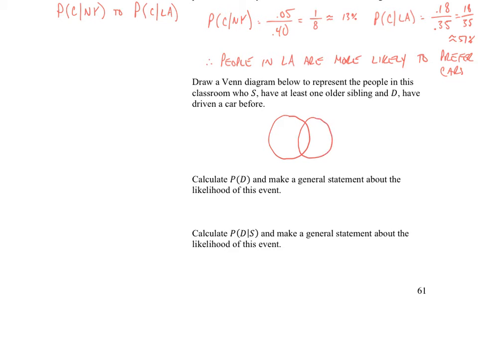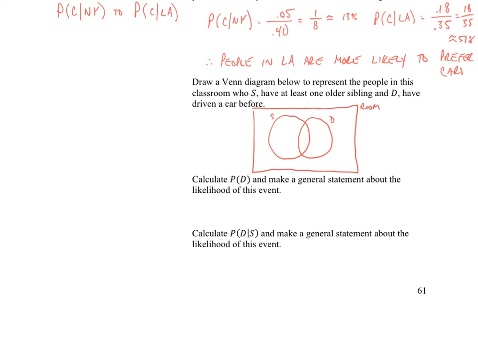It's another way for us to organize data. And we have all of the people in the classroom. So all the people in the room, that's not defined to be a variable, but we do have S, which is the people who have at least one older sibling, and D, the people who have driven a car before.